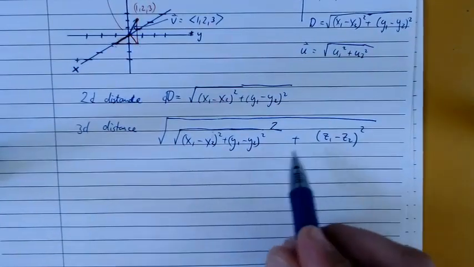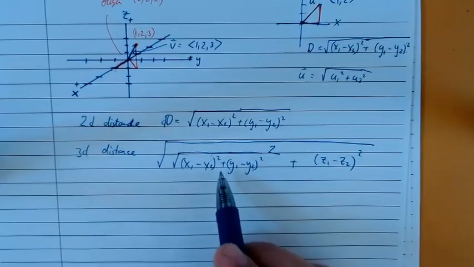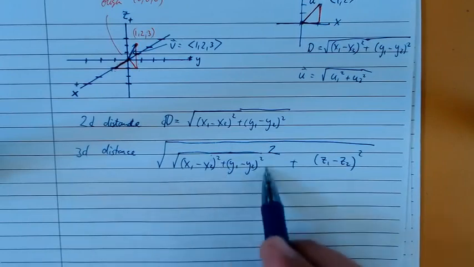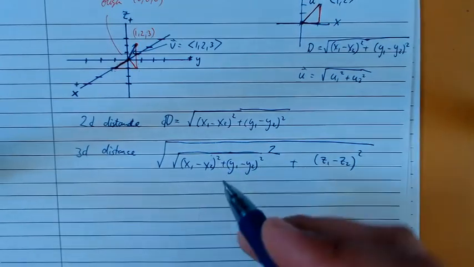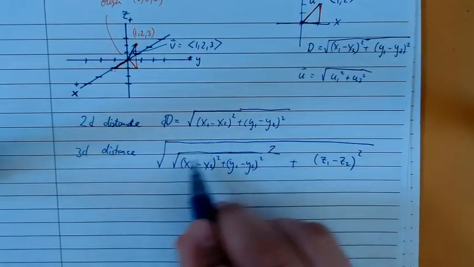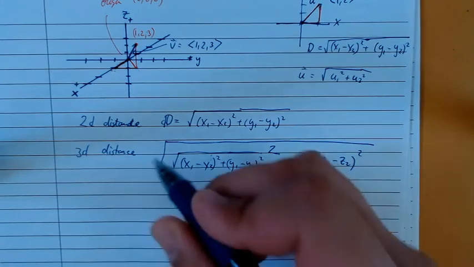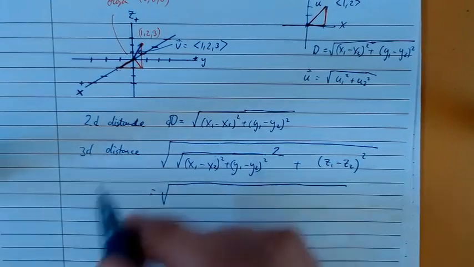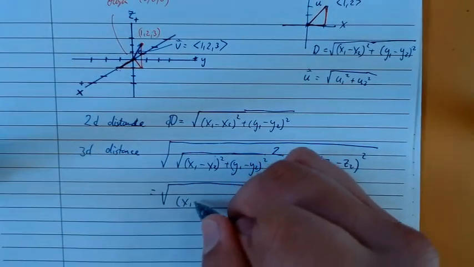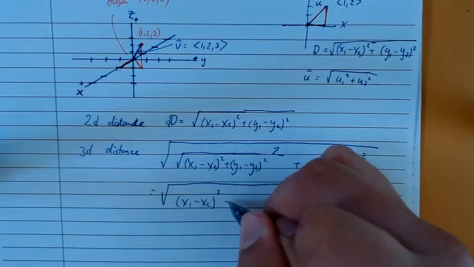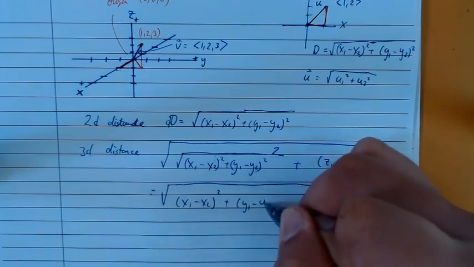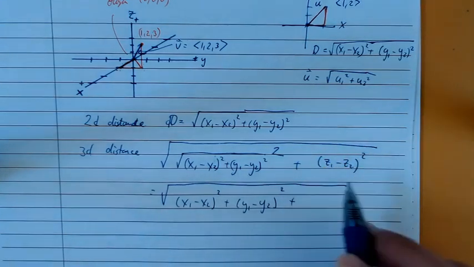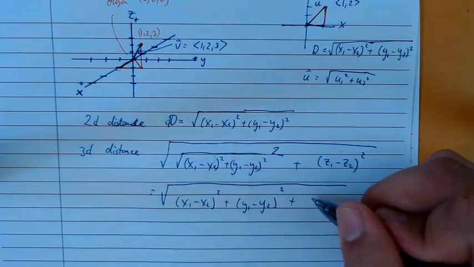All right, but if I square this square root, I just get what's inside. This is positive. I know it's positive because I'm adding two squares. So squaring the square root of a positive just gives me what's inside. So the square and the square root go away, and I'm just left with x1 minus x2 squared plus y1 minus y2 squared plus z1 minus z2 squared.